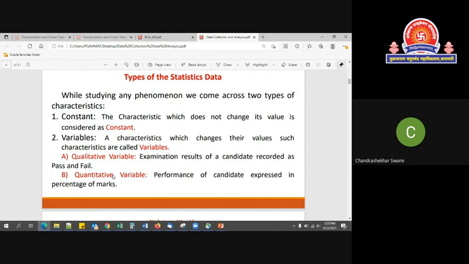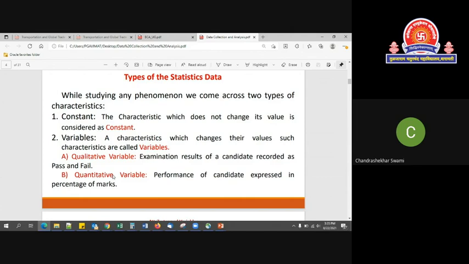Again, variables are classified into two categories. One is qualitative and the other is quantitative variable. Generally, qualitative variables are also called attributes. Qualitative type means, for example, the examination result of a candidate recorded as either pass or fail. It is a qualitative type variable.